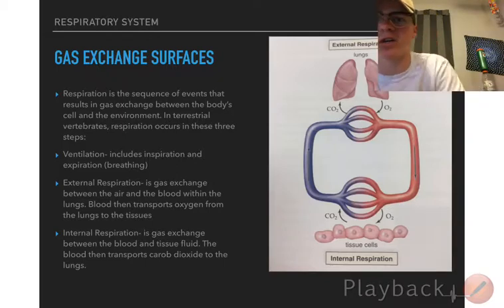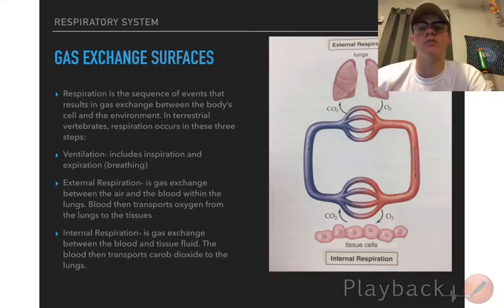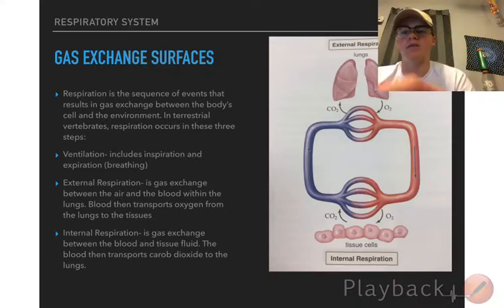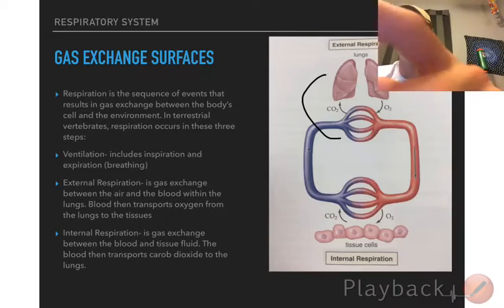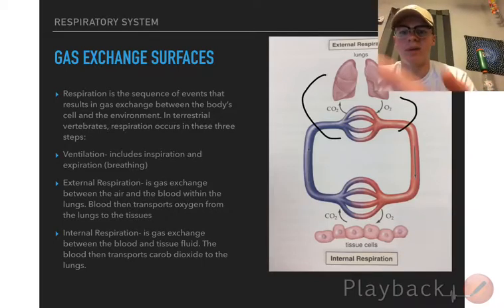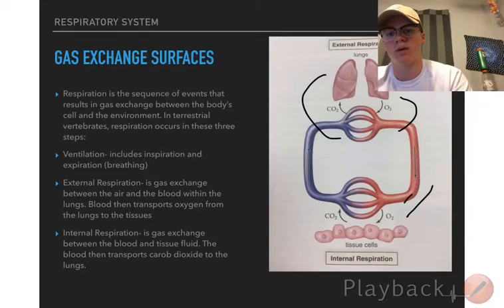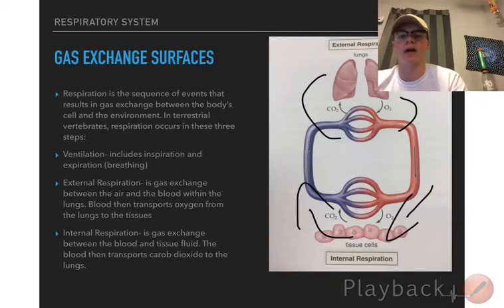And you can see that in the picture here on the right. You have the external respiration occurring at the top, where you have carbon dioxide coming out and oxygen going in. And then on the bottom, you can see that oxygen is going into the tissues, carbon dioxide is coming out, and that is internal respiration. And that's how they kind of work together.